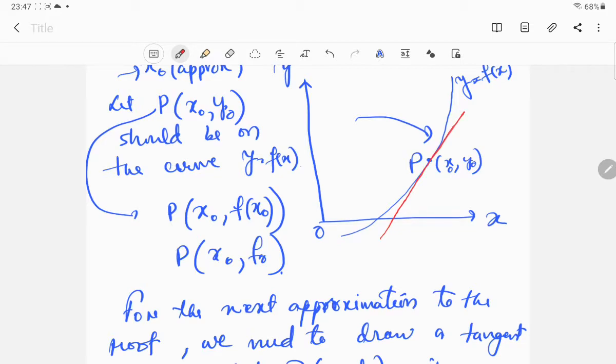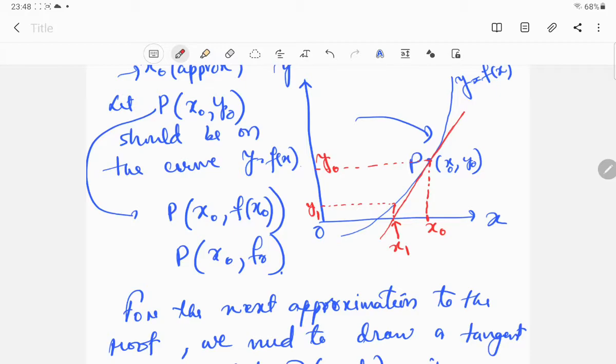This point is a new point. So this is x naught. This is not a new point, this is the point we already considered. So this is x naught, and this is y naught. Now the point at which the tangent cuts the x-axis, I will call x1. That point will go up to this. If you want to draw this, this is x1 and this is y1.